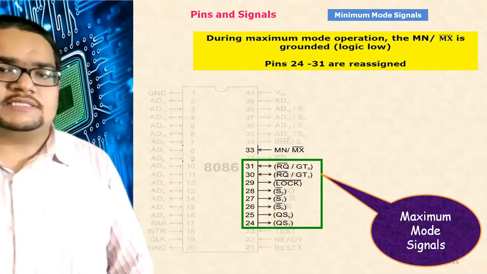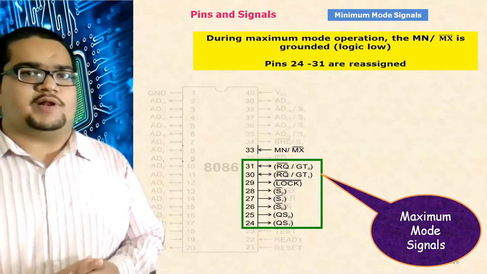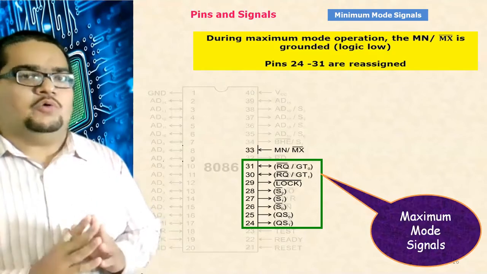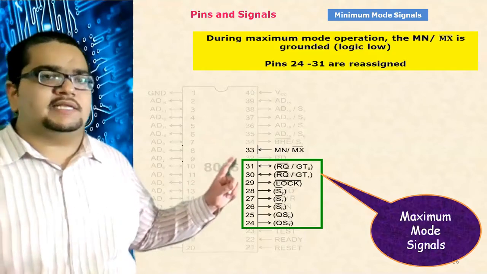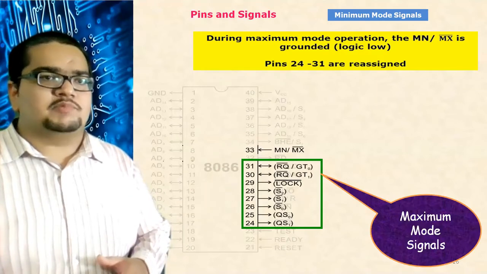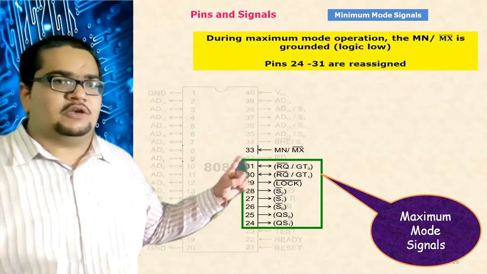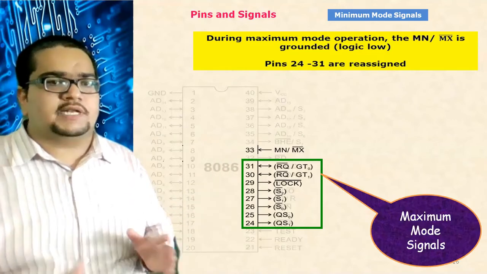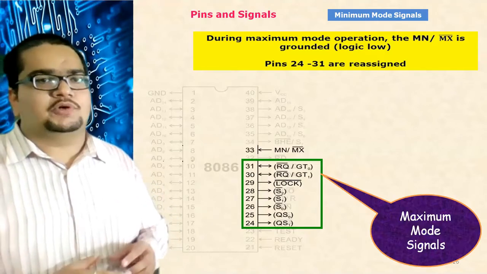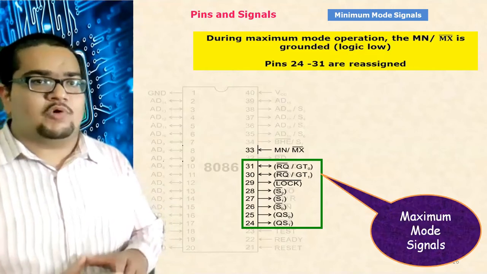Now, in today's session continued, we will be talking about the maximum mode signals of 8086. Maximum mode signals of 8086. Now, earlier we have seen this pin number 33 is responsible for the switch between the minimum mode signals to the maximum mode signals and back. Obviously, if you put a logic 1 on this line, the processor 8086 will be in the minimum mode of operation. And when you put a 0 on this line, the processor becomes into the maximum mode of operation.